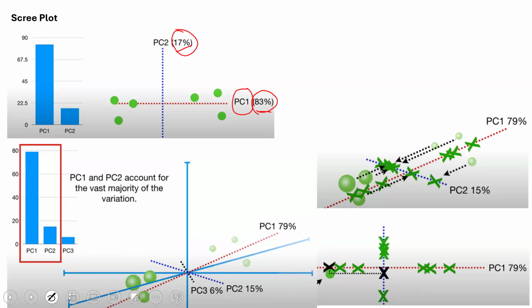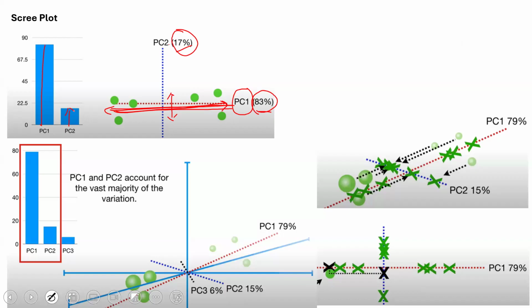What does that mean? Look at this data: the spread of the data along the x-axis is 83%. They are mostly spread along this PC1. The spread along y is just 17%, very little. The spread along this PC2 is very small, and the spread along PC1 is more when you look at the data. So that is what we are plotting: the variance along PC1 and the variance along PC2.